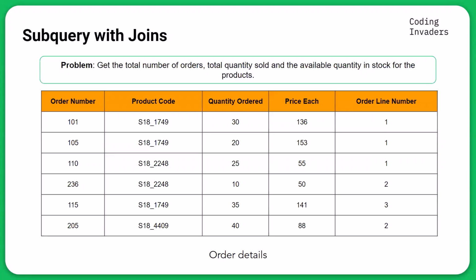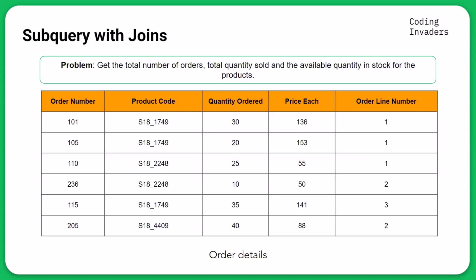Suppose we have a requirement to get the total number of orders, the total quantity sold, and the available quantity in stock for each product. Let us consider we have an orders details table. For simplicity, I have considered that it has 5 columns and 6 rows.